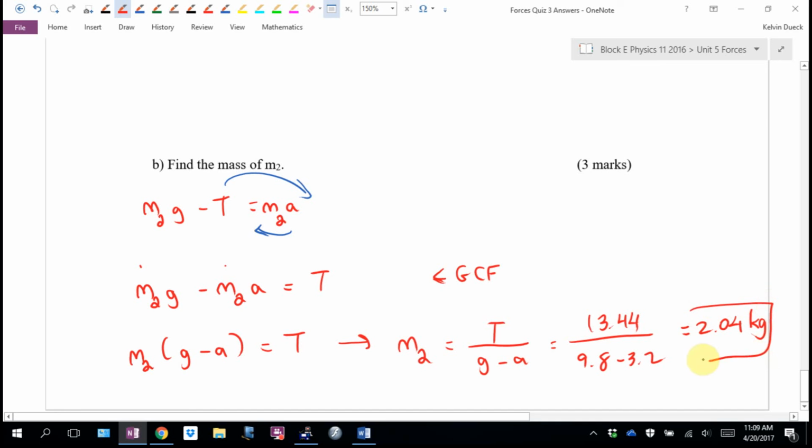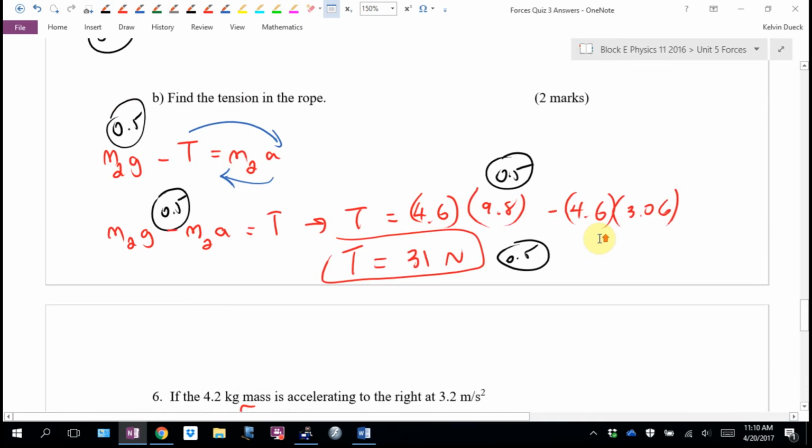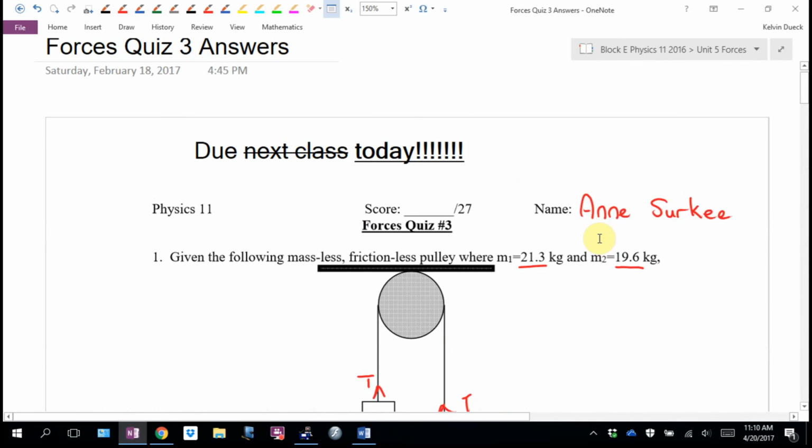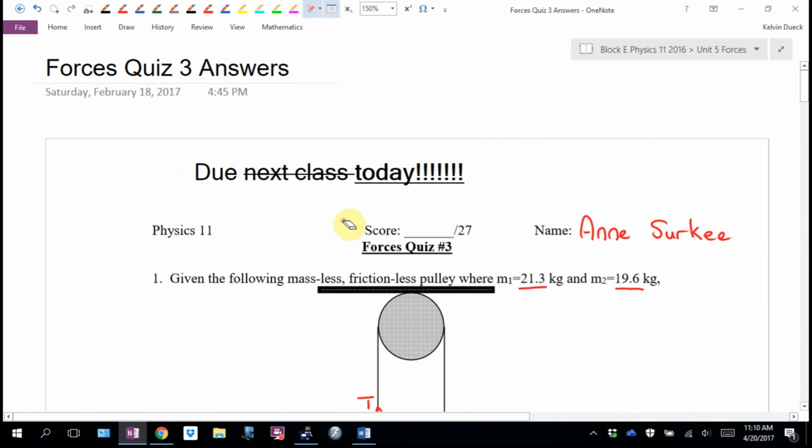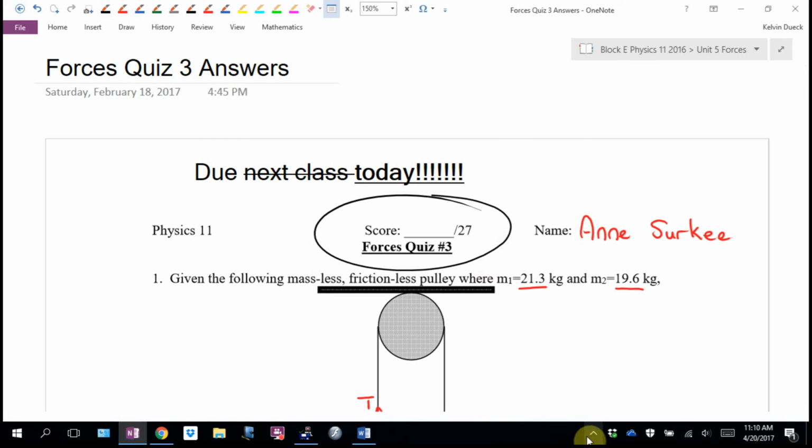Final bit, Mobeen, units for mass. Good. If you got that right, 3 out of 3. Otherwise, 1, 2, 3, 4, 5, 6. Yeah, I'd probably go half mark, half mark, half mark, half mark, half mark, half mark. With a nerdy smile of confidence, I would give myself a lovely score at the top of the page out of 27.